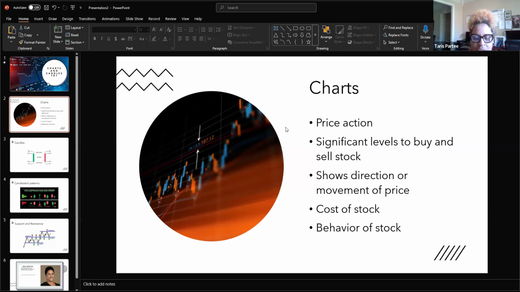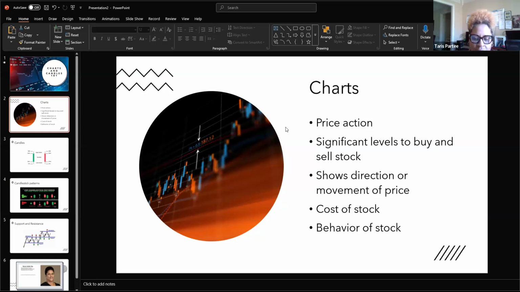Charts also tell us the cost of the stock, where it's actually trading. How much is it? Because the cost of a stock can change every second, and so you want to be able to know how much you're spending on that stock.